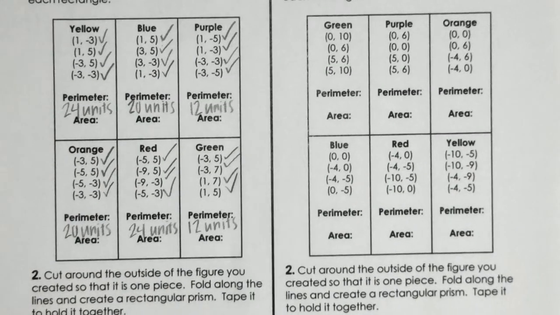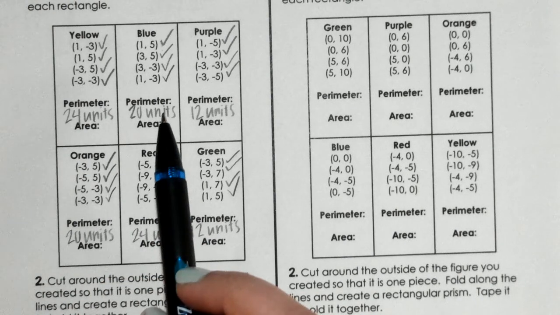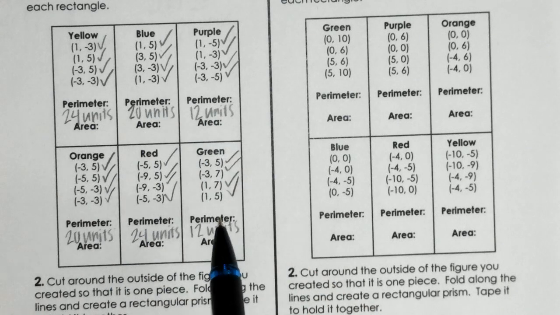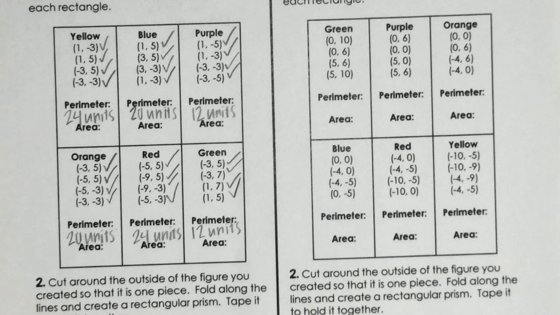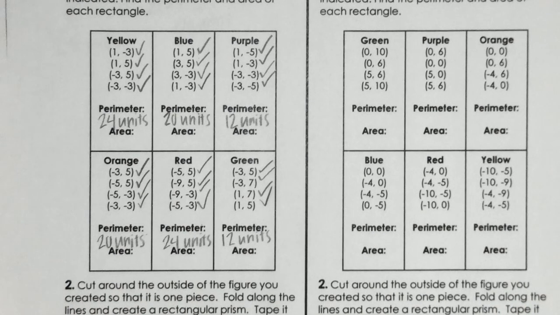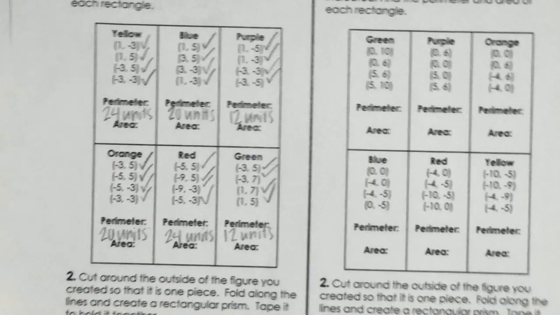Okay, so you should have gotten 24 for yellow and red, 20 for blue and orange, and then 12 for purple and green. Is that what you guys got? Okay, your answer should match mine. You should have gotten 20, 24, and 12. 20 on orange.